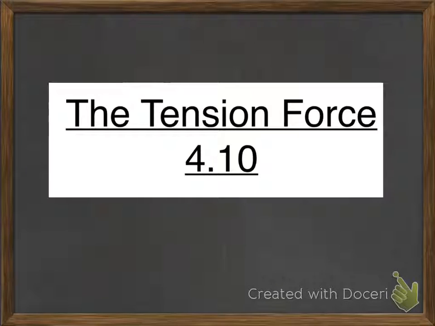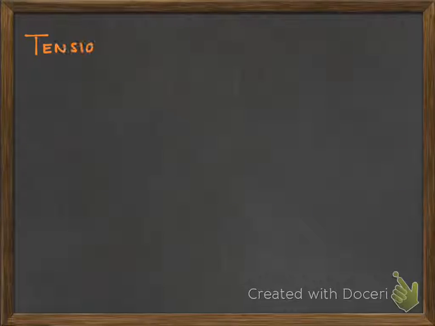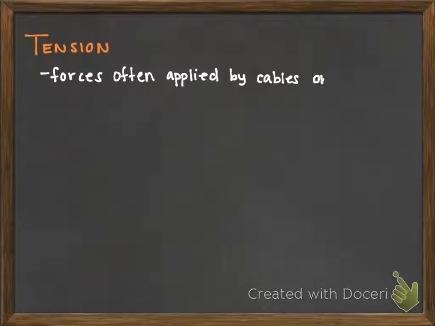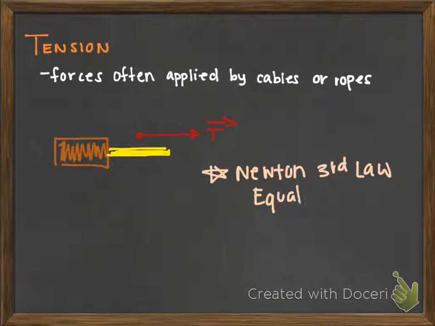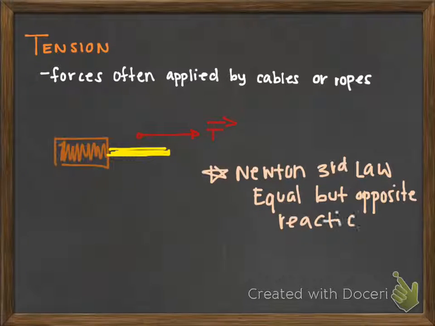So in this chapter, section 10, we'll learn about the tension force. This is chapter 4. Here we just have tension force, which is just forces often applied by cables or ropes. So let's say we have a box and it's pulled to the right, then that is the tension. And Newton's third law states that there is an equal but opposite reaction. So if the tension points to the right with a certain amount of force, then that same force will point to the left, negative though.